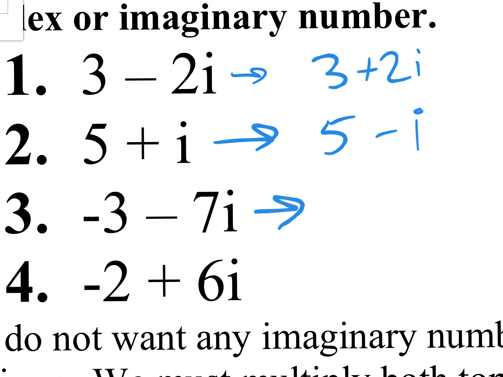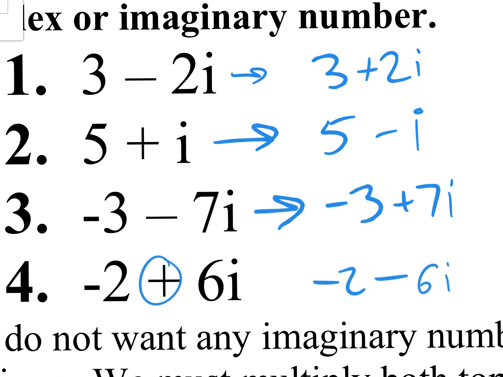How about the complex conjugate of -3 minus 7i? -3 plus 7i. Are you guys getting it? It's too easy. All you do is change that sign to a plus. Change that plus to a minus. Change that minus to a plus. Simple. Jordy, got it? So Jordy, if I tell you what's a complex conjugate of this, what are you going to say? -2 minus 6i instead of plus 6i, right? You change it to a minus 6i. It's that simple. So that is a complex conjugate.